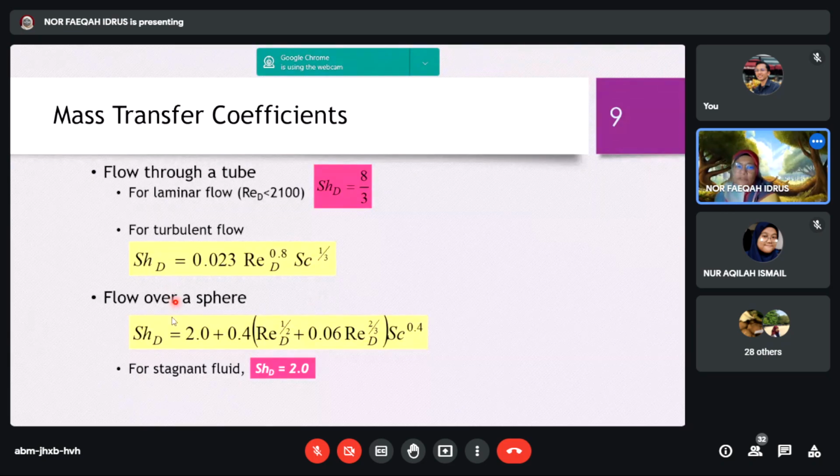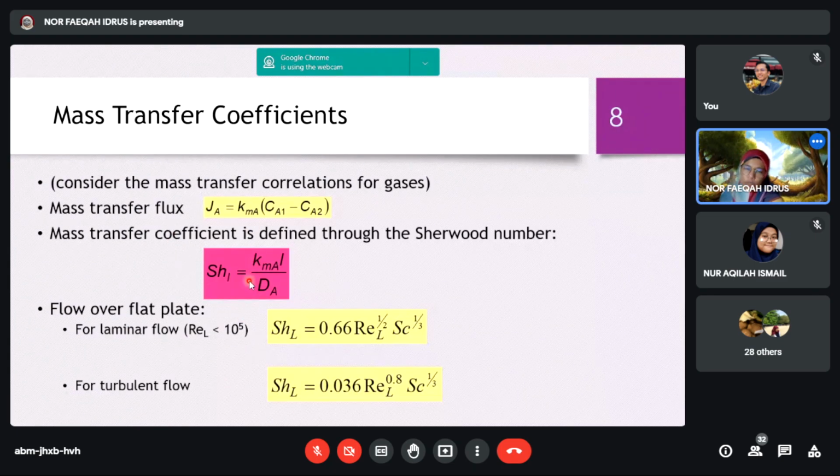And finally, flow over a sphere. Okay, flow over a sphere ni, yang ni shape yang biasa kita guna, sphere catalyst. The Sherwood number equals this equation. But if the reaction occurs in a stagnant fluid, okay, the flow of the fluid is very slow, we call it a stagnant fluid, the Sherwood number equals 2. So just insert this value into the Sherwood number equation.